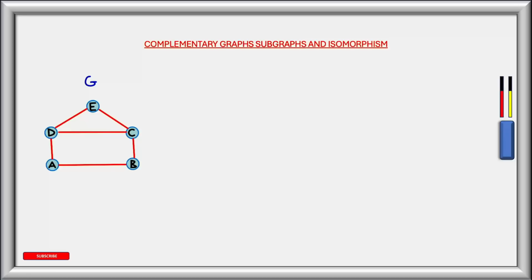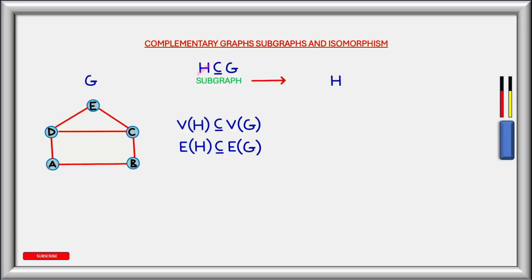What if we just want a slice or subset of the original graph? That's where subgraphs come in. A graph H is a subgraph of graph G if the vertex set of H is a subset of the vertex set of G, and the edge set of H is a subset of the edge set of G. So you can't have an edge in your subgraph if you didn't keep the vertices it connects to. It's like a friendship. You can't have a friend if that friend does not exist.